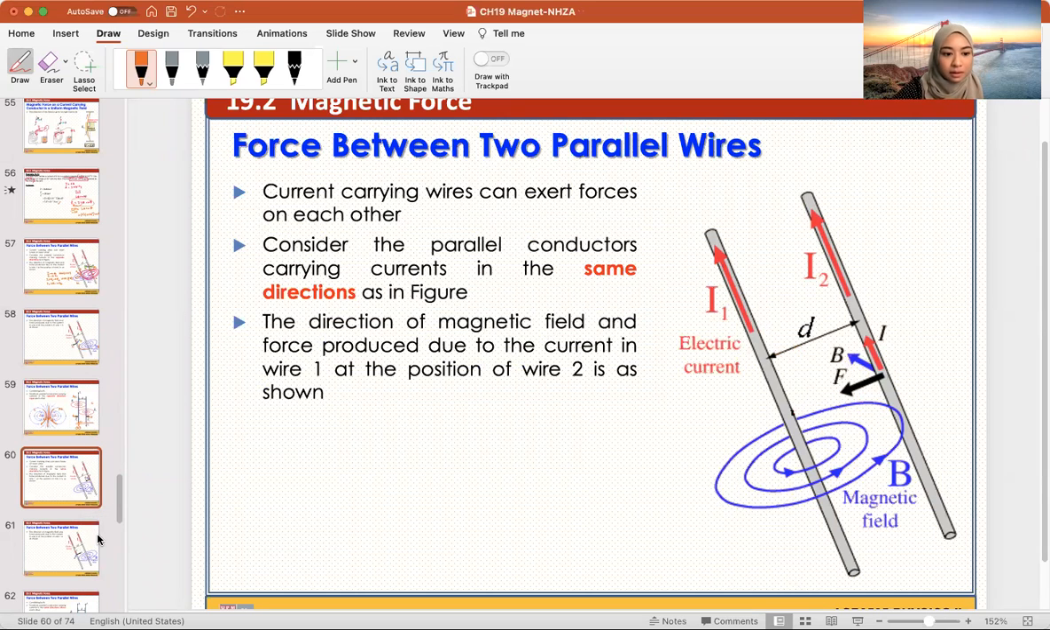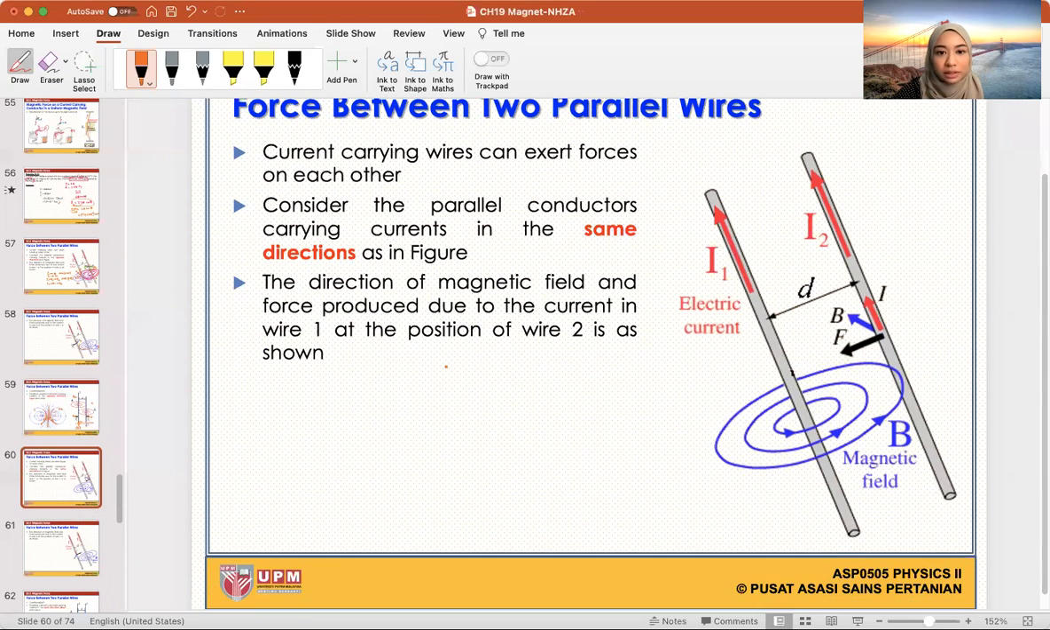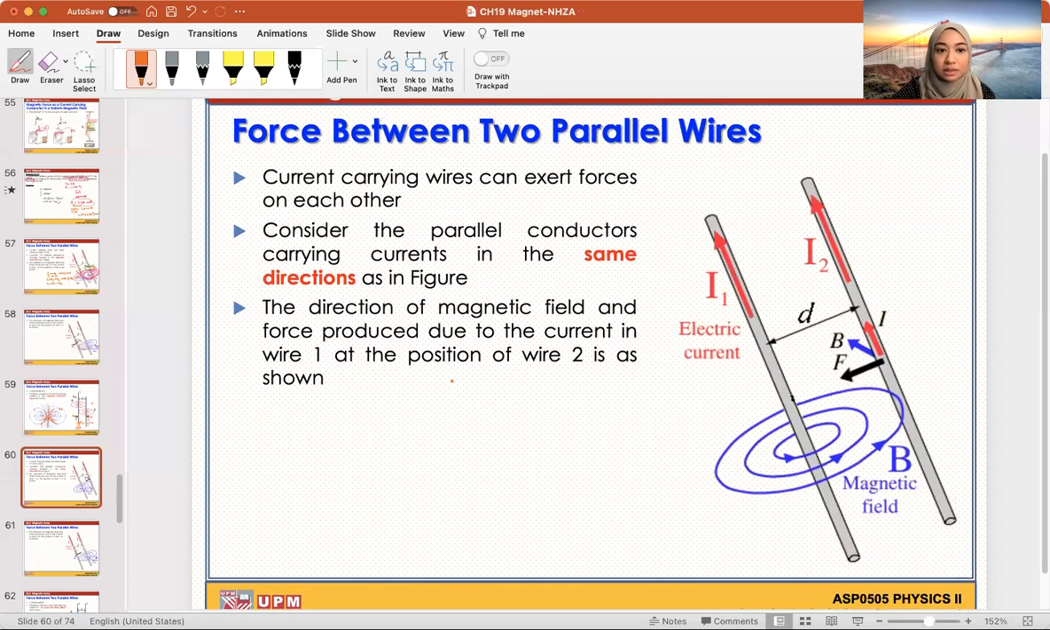Okay, 8:30. Okay. Current carrying wires can exert forces on each other. We know this already. First, we talked about the I, we got the B. When we have the B, it exerted on the other wire, we got the I and the B, and we got the force. So now consider the parallel conductors carrying current in the same direction. Just now it was the opposite direction. What happens if it's in the same direction, right?